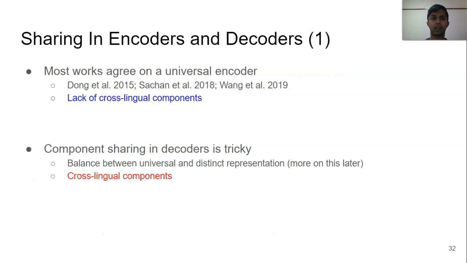Most works have agreed thus far on a universal encoder, such as works by Dong et al., Sachan et al., and Wang et al. And the reason for a universal encoder working good enough is because an encoder does not have any cross-lingual component, such as a cross-lingual attention mechanism. On the other hand, component sharing in decoders is tricky because finding the right balance between universal and distinct representations is the main challenge. Furthermore, the decoder consists of a cross-lingual attention mechanism, which means an attention mechanism between the encoder and the decoder, and this adds to the challenge.